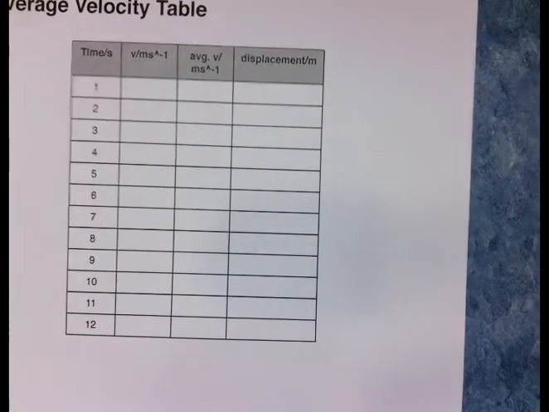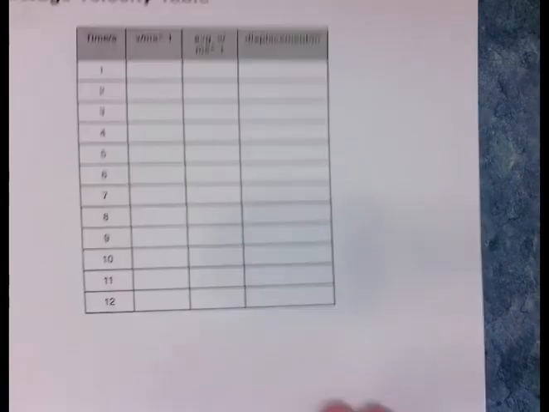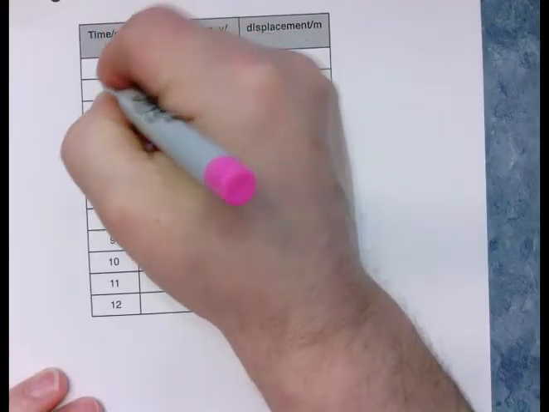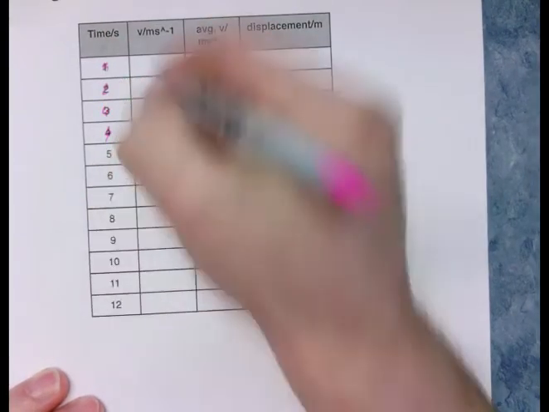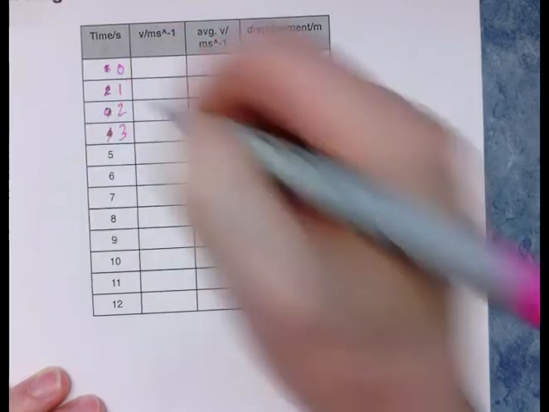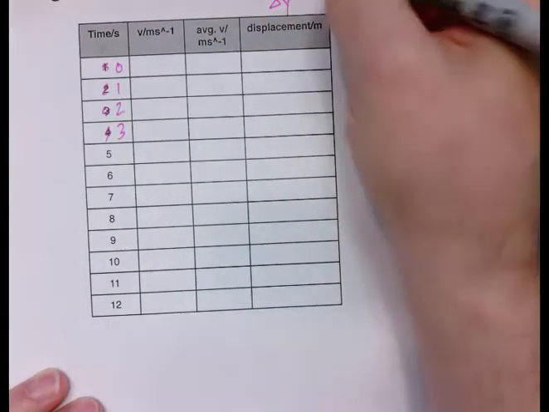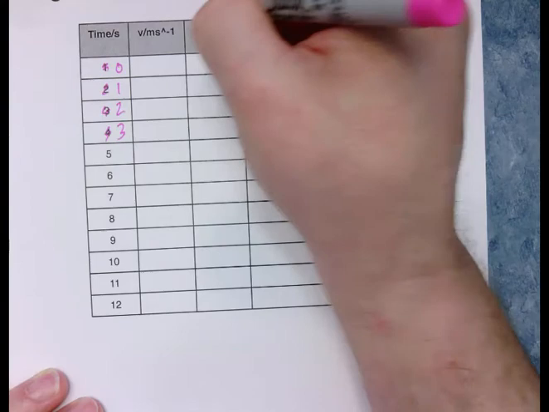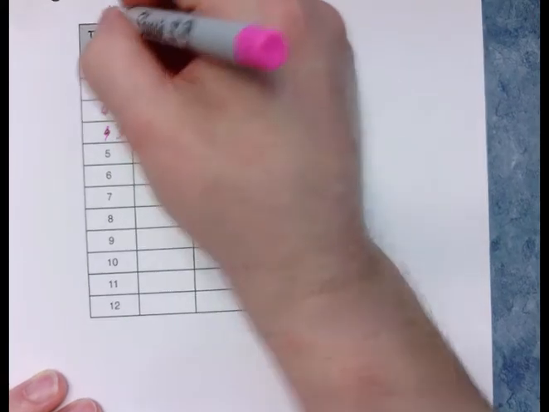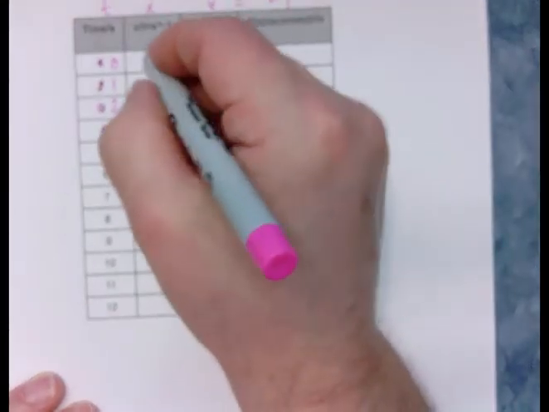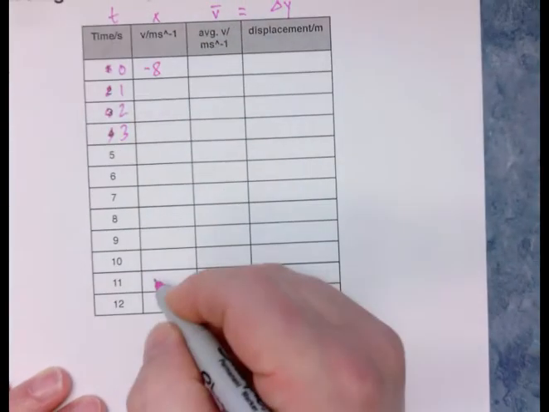Now let's take a look at the average velocity table. And like the last time, my numbers are a little askew here. So we have 0, 1, 2, 3. Again, displacement, delta y, equals average velocity times the time. So at time 0, the velocity is minus 8. There is a difference.